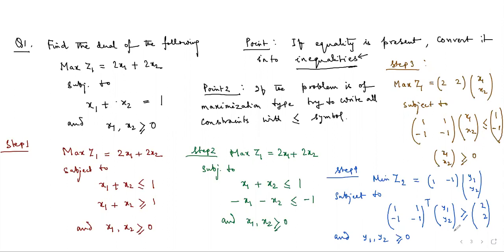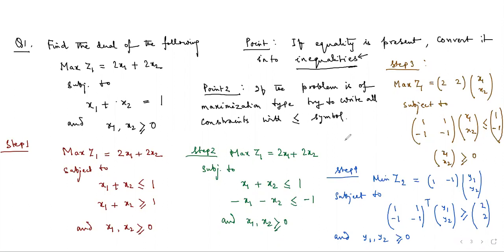Give me 1 minute. I'm rechecking my calculation just to check if everything is in its proper place or not. So z1 is 2x1 plus 2x2 subject to, we have changed the inequalities to that. After this, we have written this in its matrix form with transpose of the requirement vector. The per unit contribution vector has been written in its matrix form. Requirement vectors have been written in matrix form. And then we have taken the transpose of that, brought two variables y1 and y2 because two constraints are present. We have considered the transpose of the matrix.